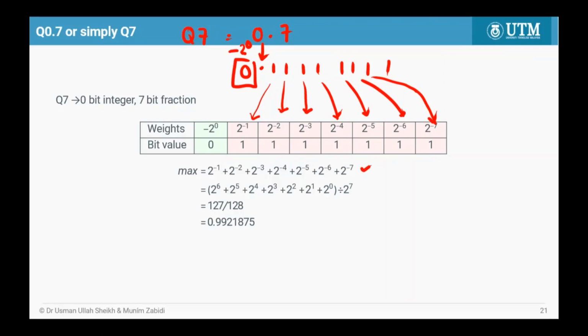So this one here is actually 2 power of 6 plus 2 power of 5 plus 2 power of 4 plus 2 power of 3, 2 power of 2, plus 2 power of 1, plus 2 power of 0, divided by 2 power of 7. Then you will get something like this after you calculate, and this is the fractional number that you will get. You can change this one here to become this.